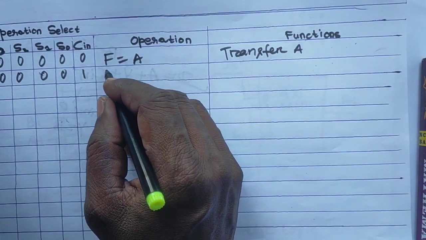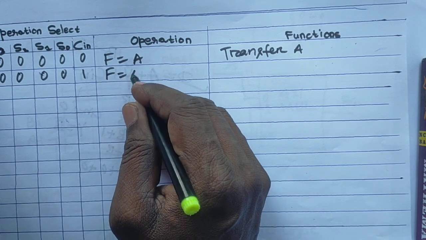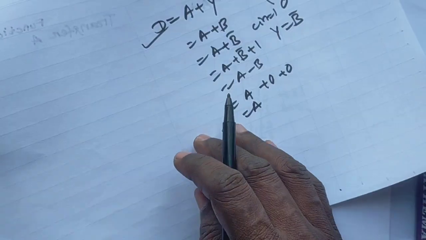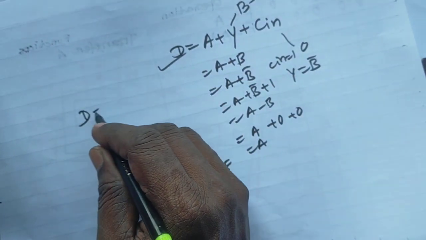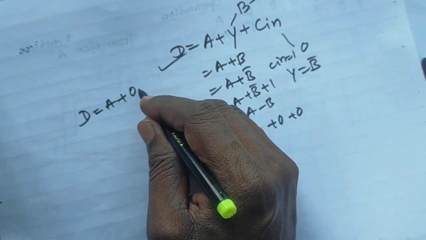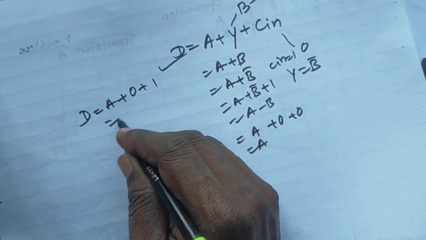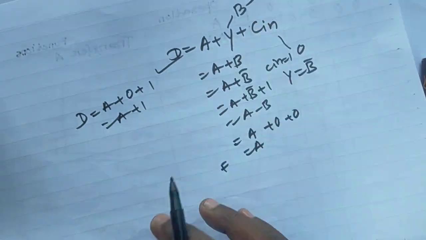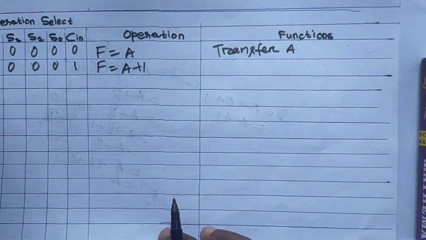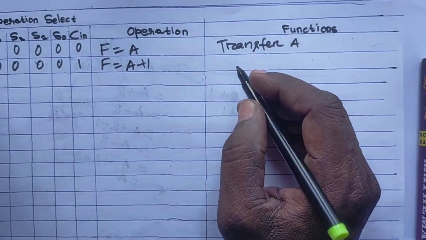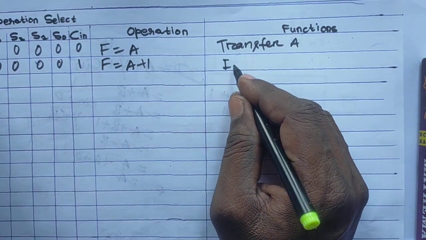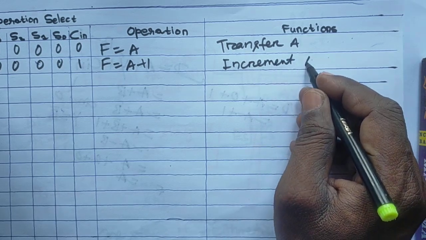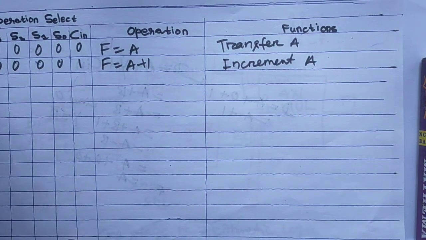Then in this case what happens, f is equal to a plus b part is 0, Cn is 1, so a plus 1, because according to this you see. Okay, d is equal to a plus y, b is 0 plus Cn 1, so a plus 1, because Cn is 1, b is 0, y part not active. So if a plus 1, what you call, that is increment. Okay, we can write increment a.